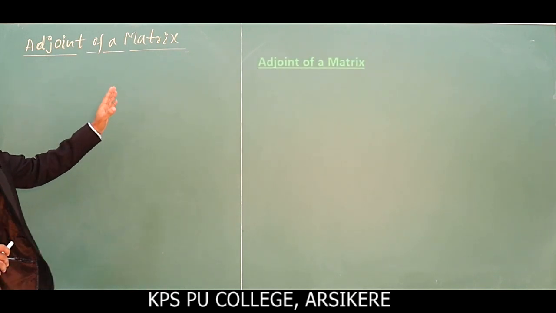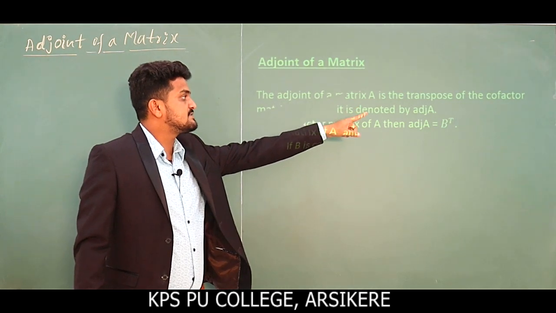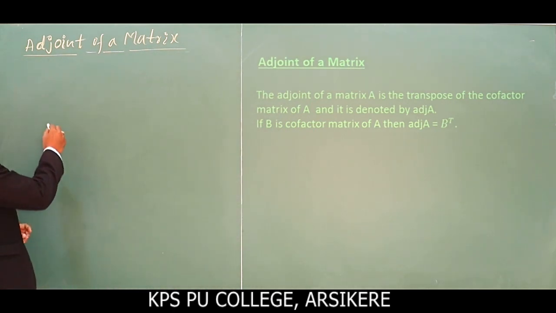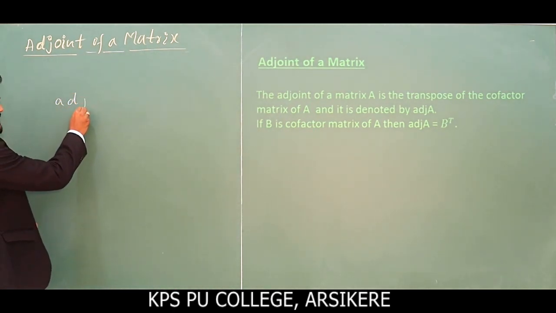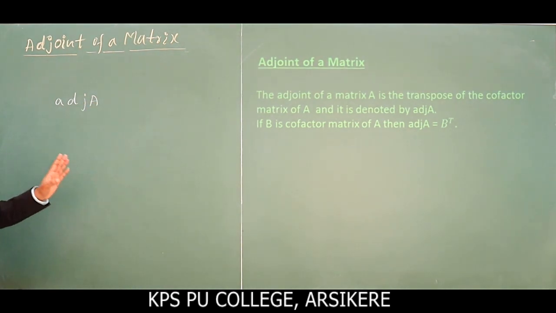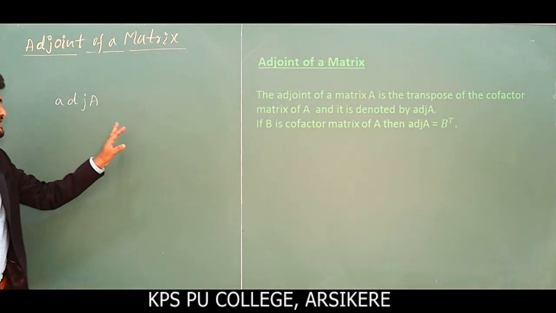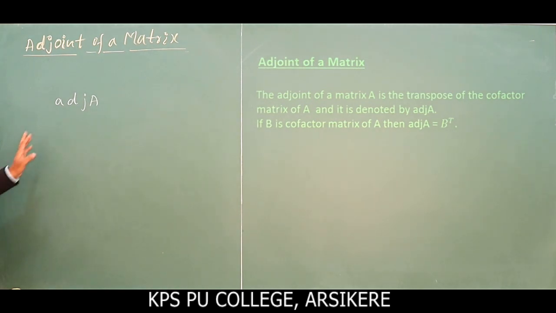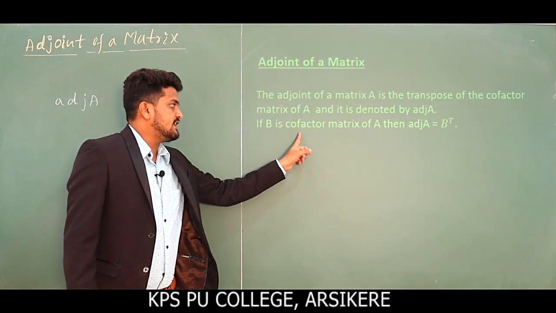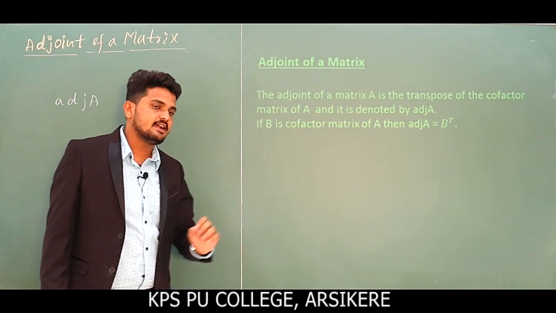So definition: the adjoint of a matrix A is the transpose of the cofactor of the matrix A, and it is denoted by adjoint A. So simply we can say that the transpose of the cofactor of the given matrix is nothing but the adjoint of the given matrix. So if B is the cofactor of a matrix A, then adjoint A is equal to B transpose.